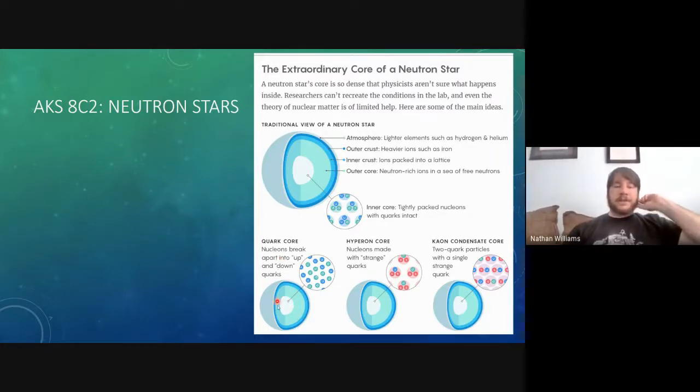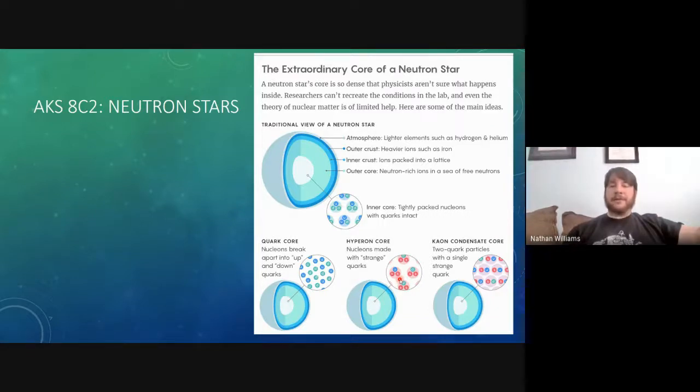And this model suggests that the protons and neutrons have such great pressure on them that they're no longer going to act as single collections of quarks. The quarks that make them up will be broken free. And the two kinds that are found in protons and neutrons are up quarks and down quarks. Those are their names. So this model suggests that the core of a neutron star is basically just free up and down quarks.